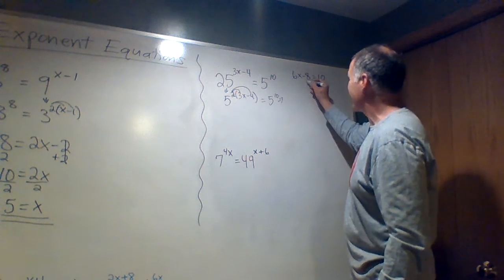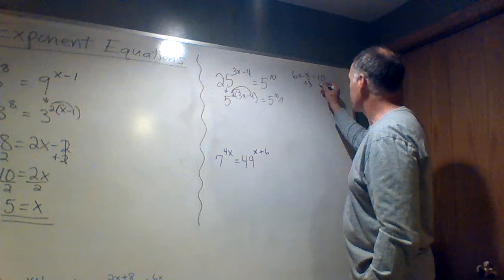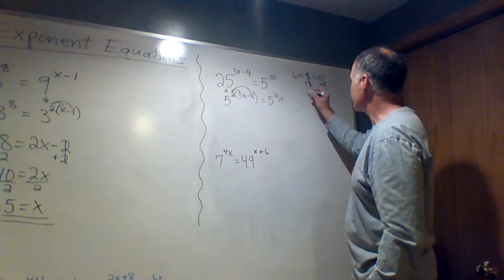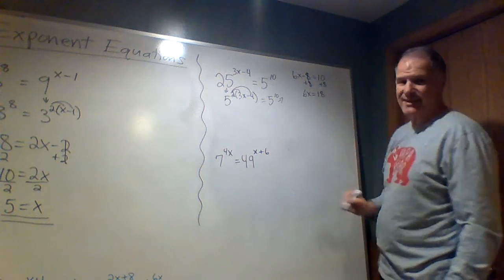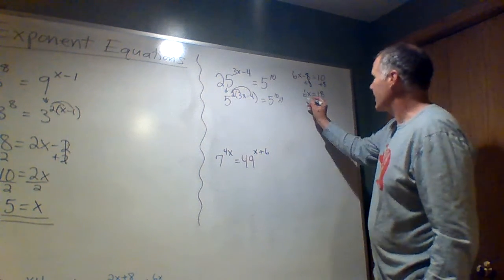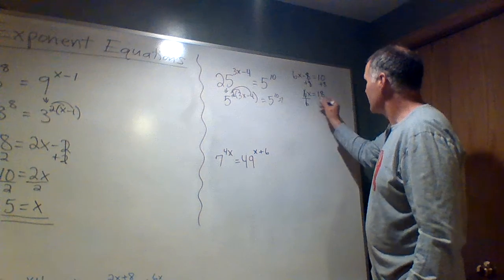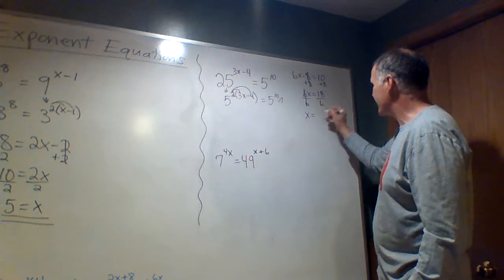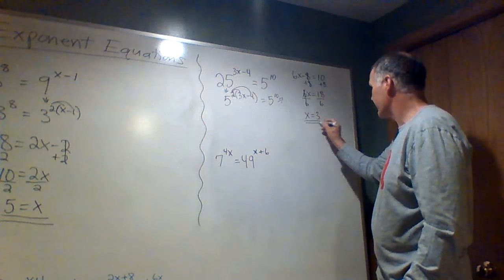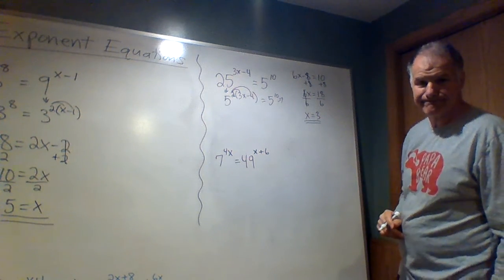Now the rest of this, again, we can move pretty quick. Get rid of the minus 8 with a plus 8. 10 plus 8, 18, right? Divide away the 6. 18 divided by 6, boom. That's a 3.